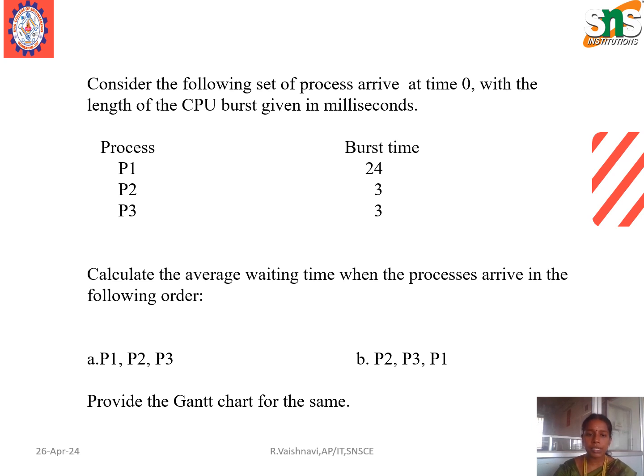Next, burst time is given. Burst time for process 1 is 24. Burst time for process 2 is 3. Burst time for process 3 is 3. We have to calculate the average waiting time when the processes arrive in the following order: that is P1, process 2 and process 3. Next one is process 2, process 3 and process 1. We have to provide the Gantt chart for the same.